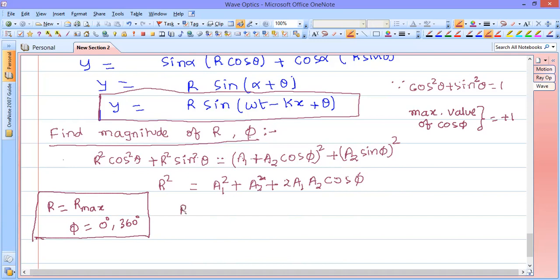So R max square, with cos 0 equal to 1, becomes A1 plus A2 whole square. So the maximum amplitude will be A1 plus A2.